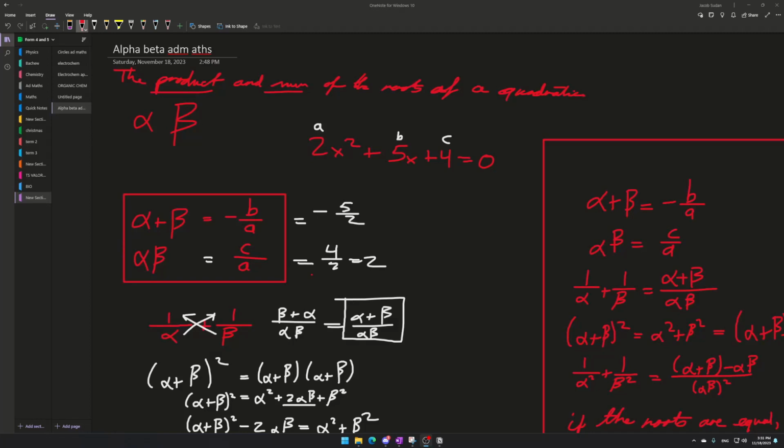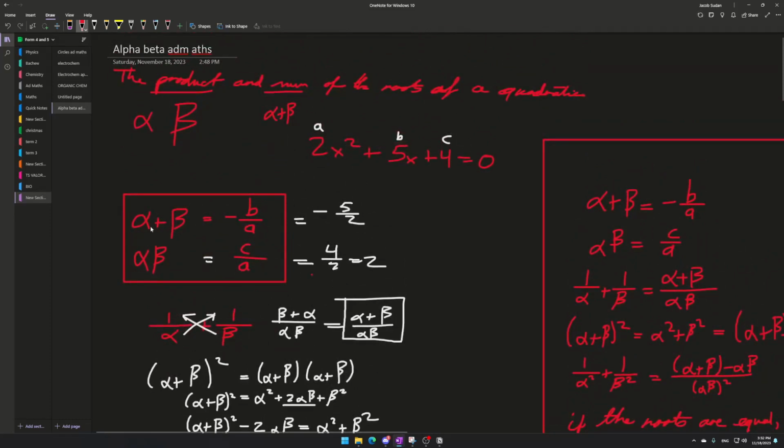Okay, alpha, beta, and the product and sum of the roots of a quadratic. There's two things: alpha beta, and alpha plus beta. Given the quadratic equation ax squared plus bx plus c is equal to 0, where this integer here is c, this integer here is b, and this integer here is a.